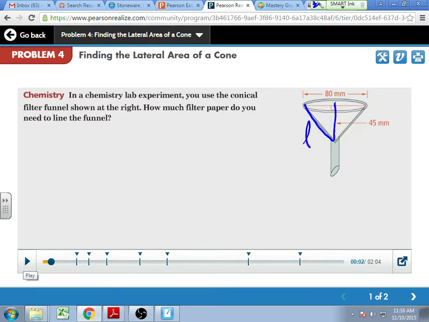So we have a right triangle right here. Figure out what your slant height is, and then what is the lateral area, because, bless you, this funnel does not have a top. So why would we care about total surface area? All we care about is the lateral area all the way around.